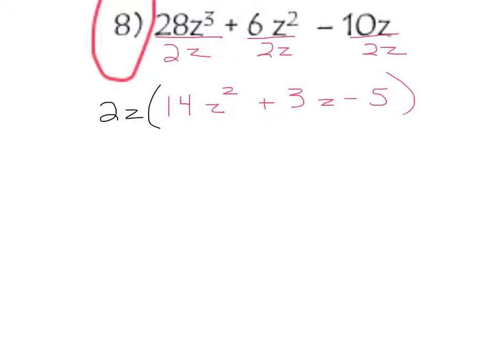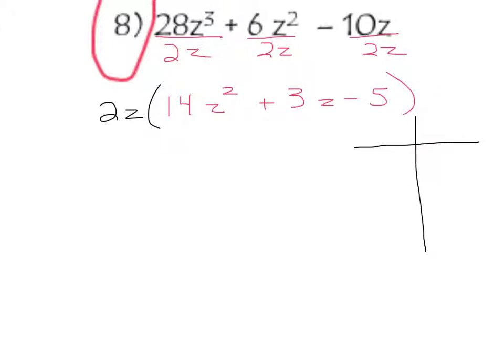Okay, now we go through our questions. Are there any more common factors? No. Is it a special case? No, because there are no perfect squares. Is there a 1 in front of the z squared term? No. So we use grouping.